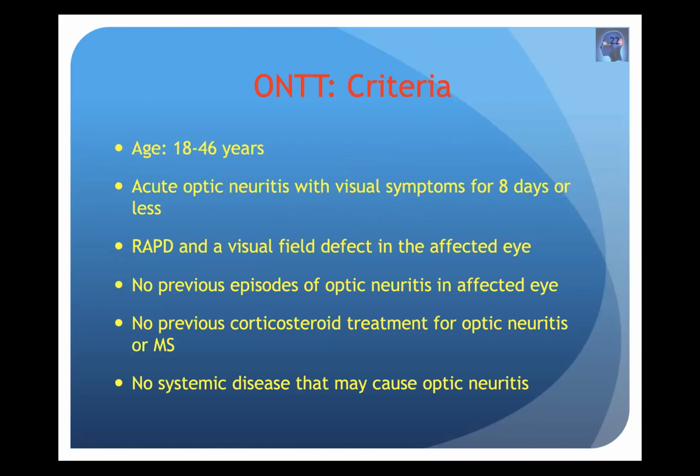Patients recruited in ONTT were between 18 and 46 years of age, suffering from acute optic neuritis with visual symptoms for 8 days or less. There was a relative afferent pupillary defect and visual field defect in the affected eye. There were no previous episodes of optic neuritis in the affected eye. There was no previous corticosteroid treatment for optic neuritis or MS, and there was no systemic disease that may cause optic neuritis.